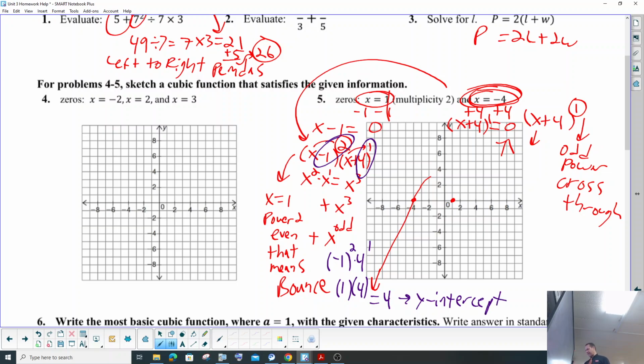So we're going to go ahead, carry on. So we go up here till we hit the 4, and then we bounce. And there we go. There's our graph. There's our answer for number 5. Do you know how to bounce? Do you know when to bounce? Do you know when to cross through? Right? Bounce is even power, like 2, 4, 6. Odd, 1, 3, 5 is a cross through.